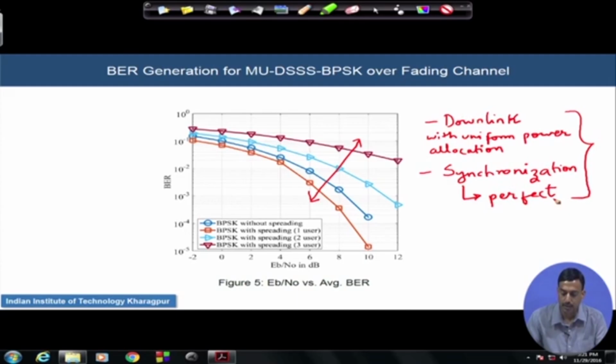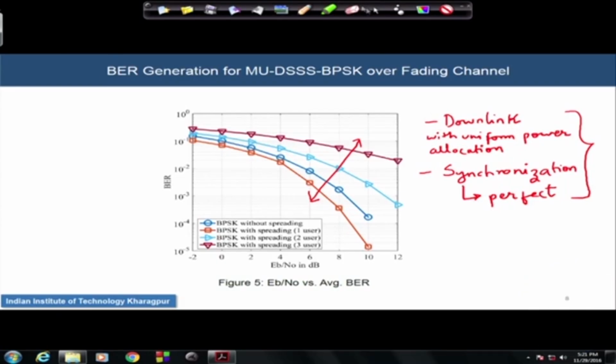and we have models in order to incorporate synchronization offset errors, timing offset errors, etc. And also if we try and repeat this exercise for uplink by considering the near far effect and so on and so forth.